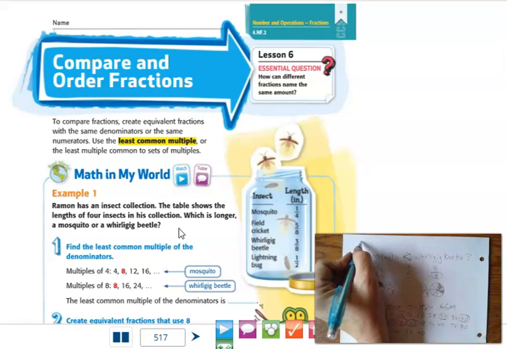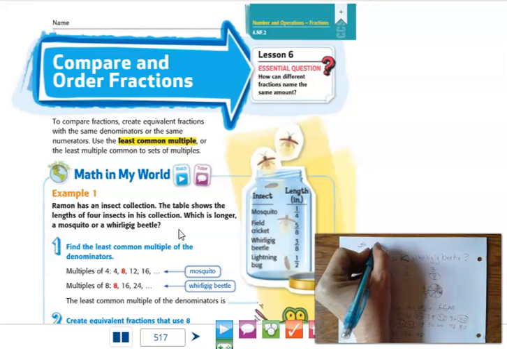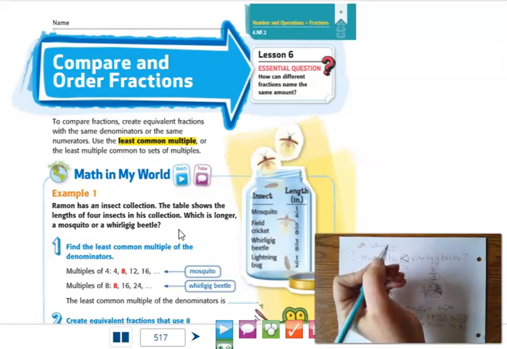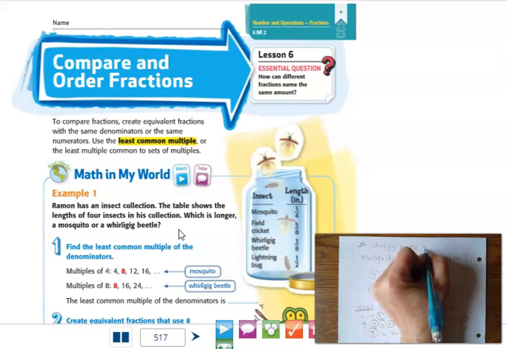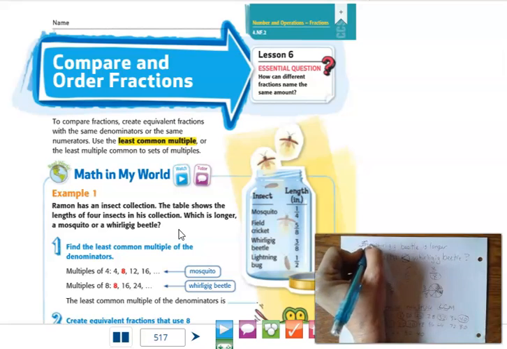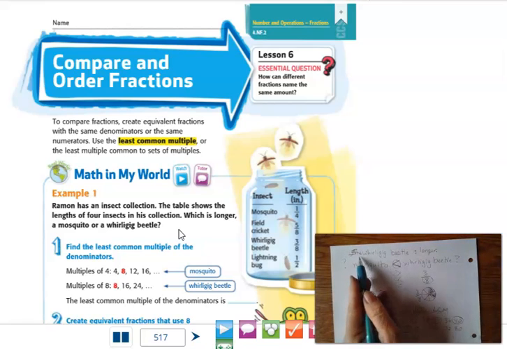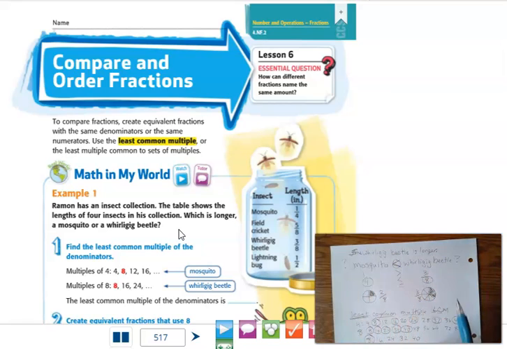So I can say the, that's a horrible W. Whirligig, that's a fun word to write. Beetle is longer. The whirligig beetle is longer. And that's a good sentence. If I wanted to make an A sentence, I would write the whirligig beetle is longer than the mosquito. That's how I get an A sentence.